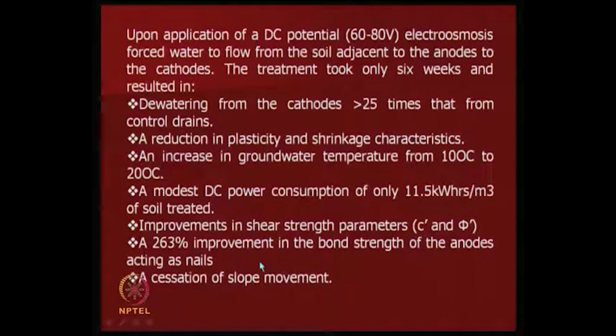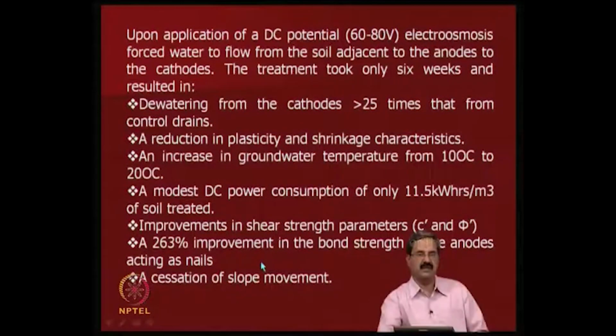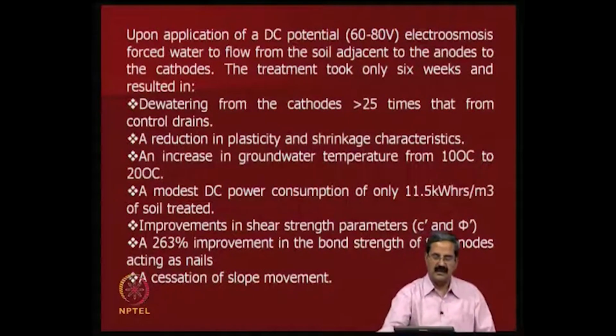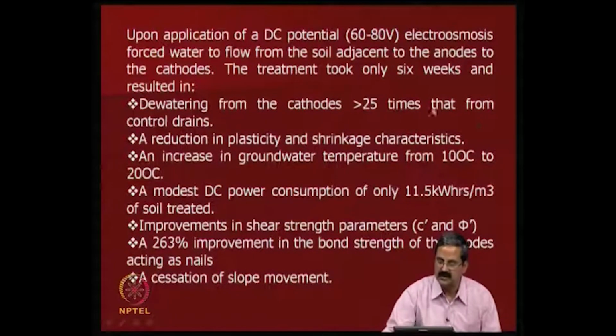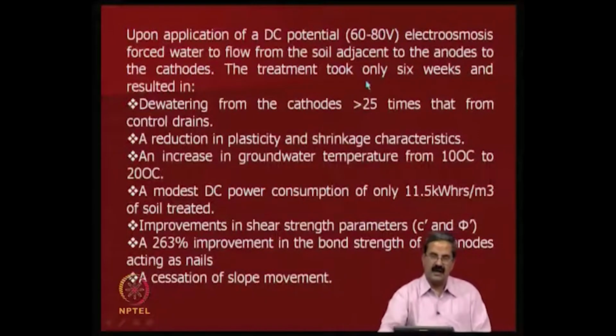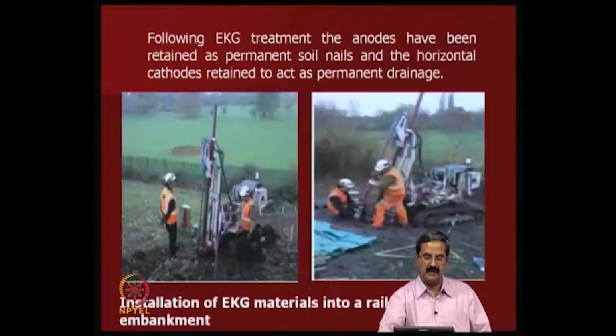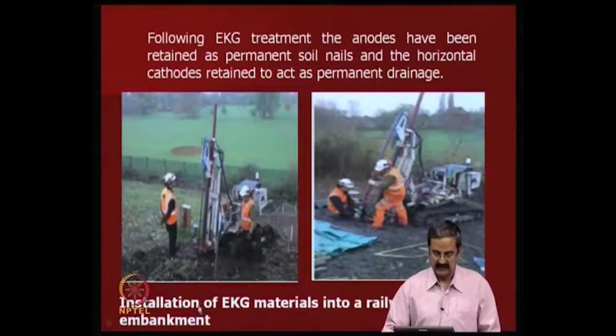It is another very interesting observation: the cessation of the complete movement of the slope, which they were observing with what is called an inclinometer. Once they observed, it took about 6 weeks, and after the 6 weeks, if you measure all these properties, you find that the anodes are acting as nails, and the cathodes have been used more as ground improvement, and there is also dewatering done, right. This is what they have been doing.